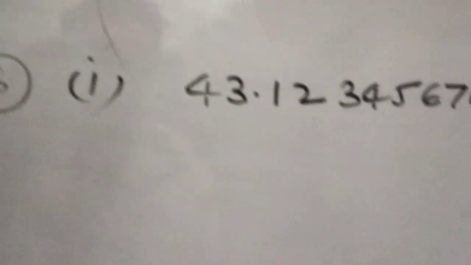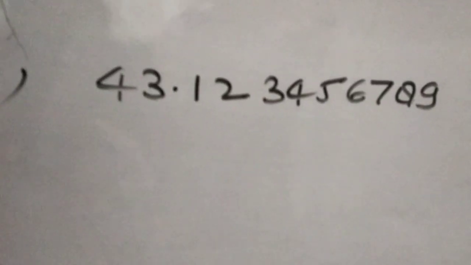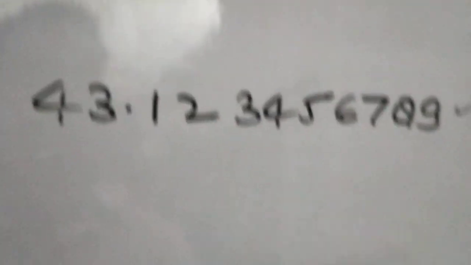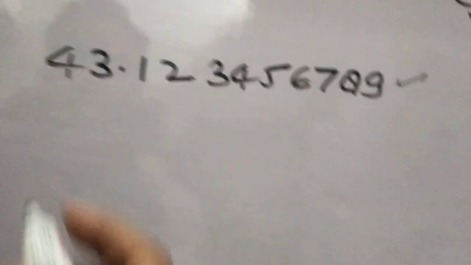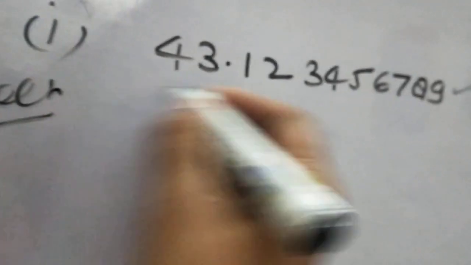The next question is: the following real numbers have decimal expansions as given below. In each case decide whether they are rational or not. If they are rational and of the form p upon q, what can you say about the prime factors of q? This is the first point, 43.123456789. Students, it is a rational number because it is terminating.